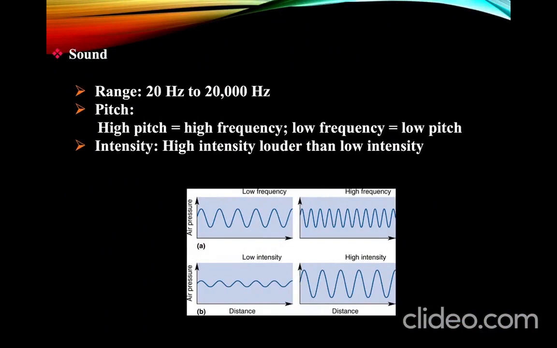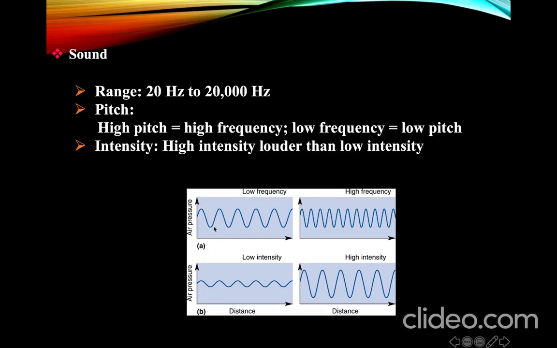We have already discussed the external ear and middle ear. Today we will discuss the inner ear. Before moving towards the inner ear, I will tell you about some basic terminologies. The first is frequency. Frequency is measured in hertz, or cycles per second.